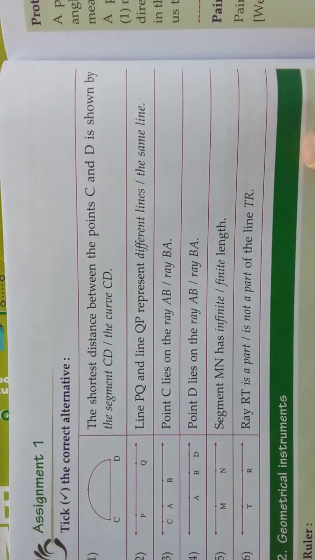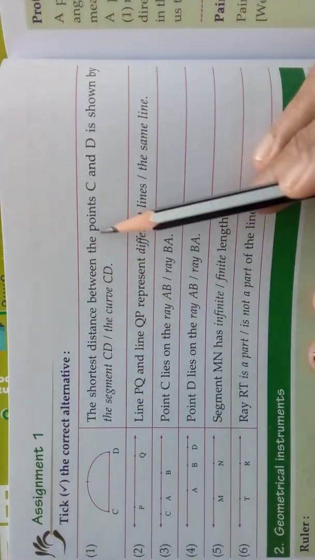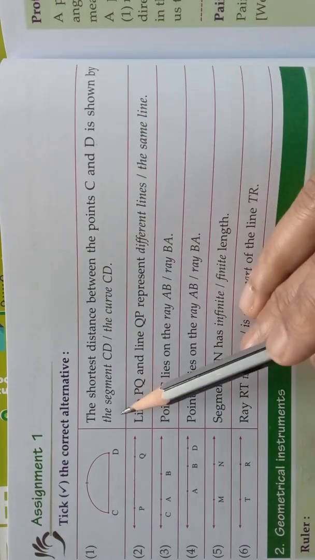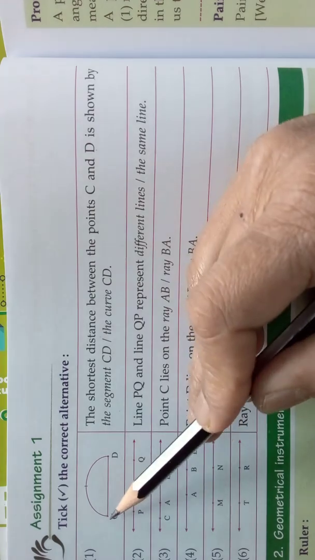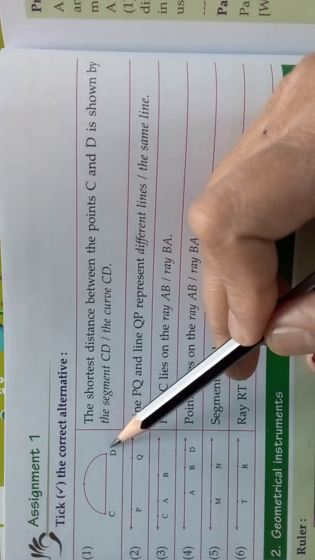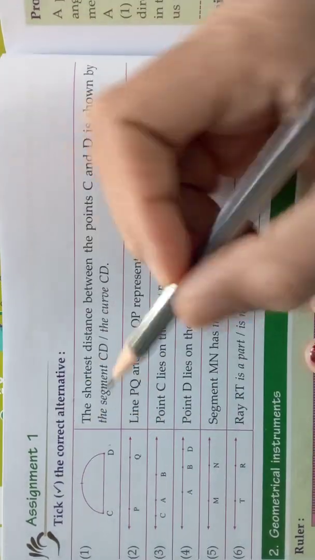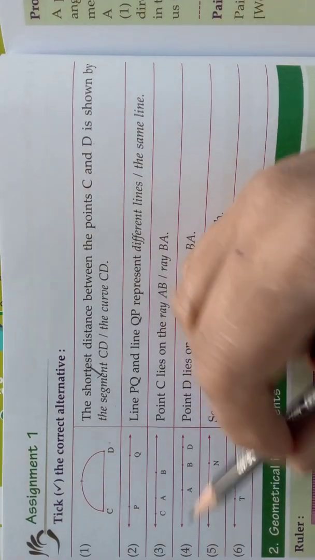Assignment 1. Tick the correct alternative. That means tick the correct answer. See the first one. The shortest distance between the points C and D is shown by the segment CD or the curve CD. Look here, C and D, the two points. Which is the shortest distance? The line segment or the curve? The line segment. So the segment CD is the shortest distance between the points C and D. And we'll see the next one.